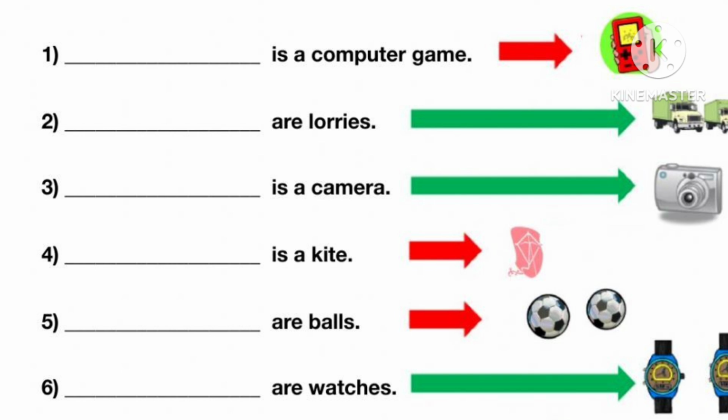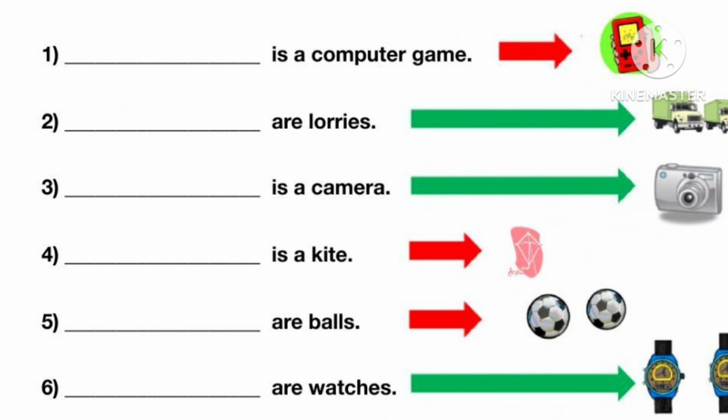Next, dash is a camera. Camera is singular and far, so we will write that is a camera. Dash is a kite. Kite is near and singular. So we will write this is a kite. Dash are balls. Balls are plural and near. So we will write these are balls.